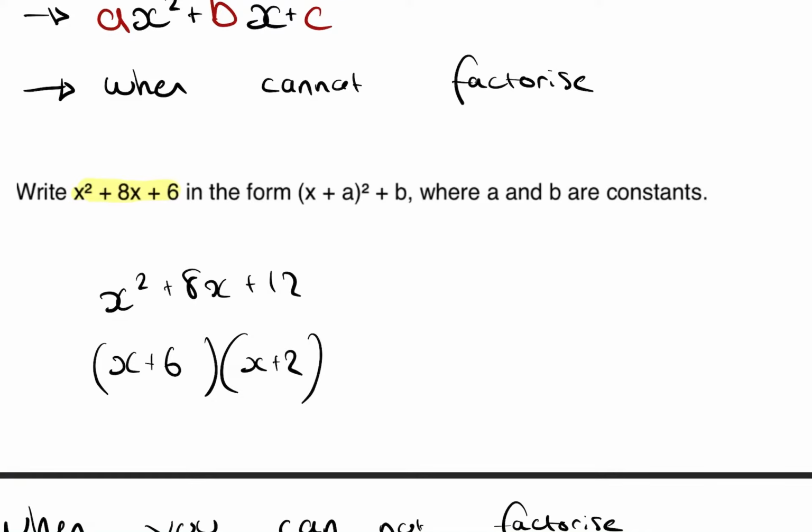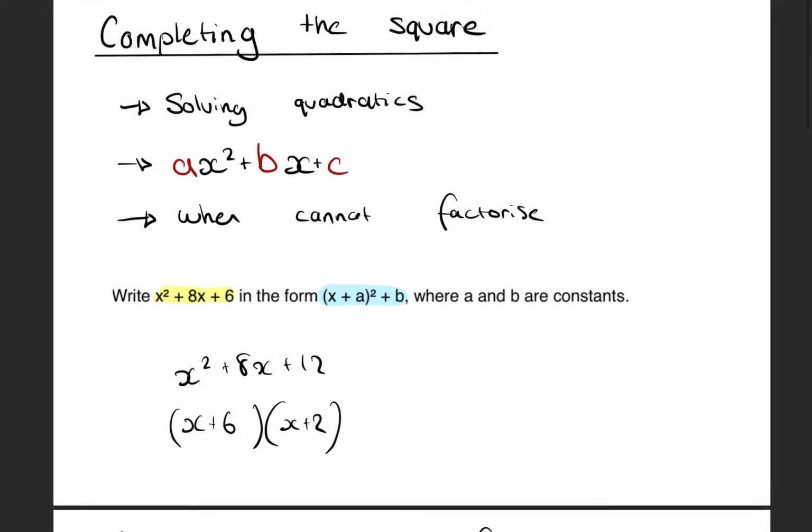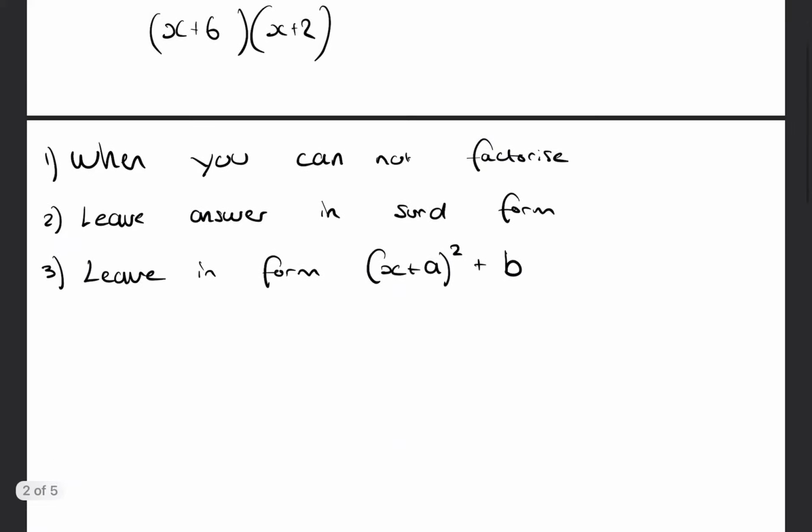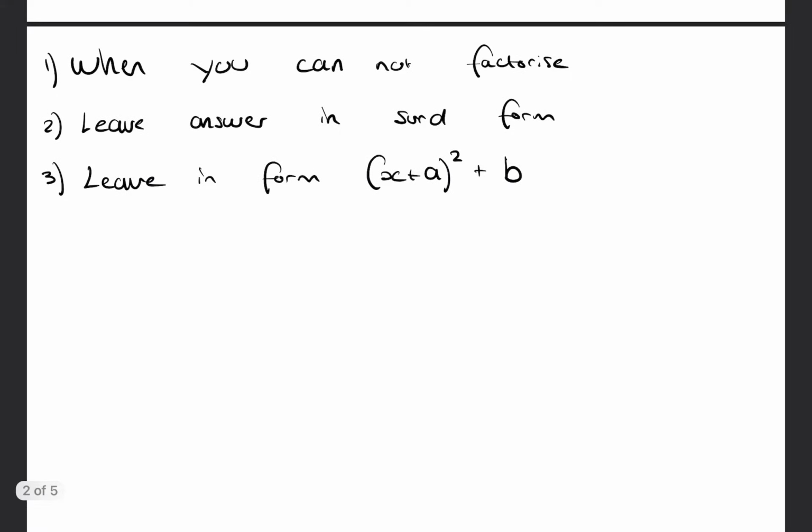You'll see it normally given in the form x plus a squared plus b. And this is when we use completing the square. So let's have a look. Like I said, when you can't factorize, normally you'll see them leaving a third form. That's a hint. And this is another hint for completing the square.